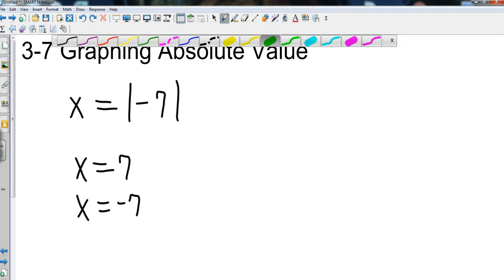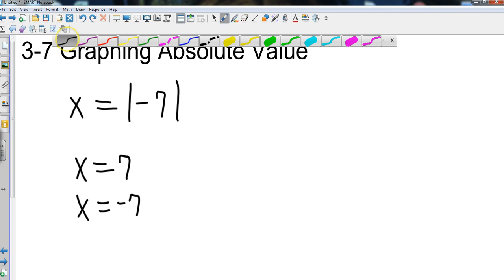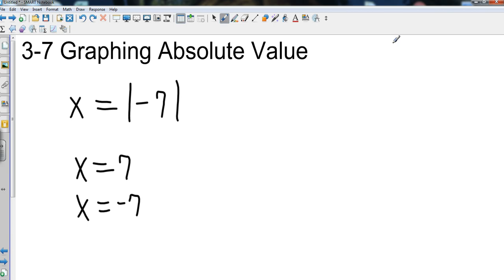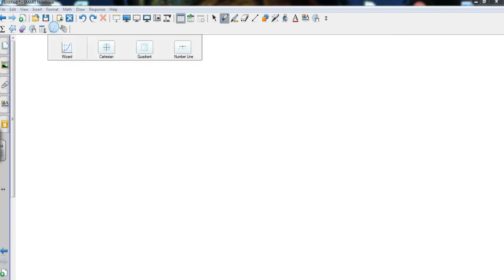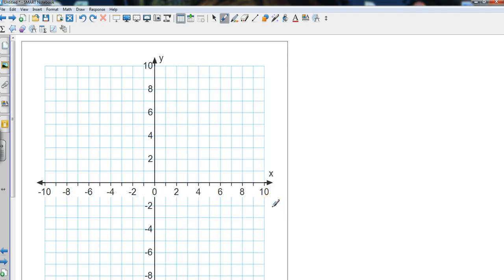So let's graph what's called the parent function. And so the parent function would just be... I should do this in function notation.